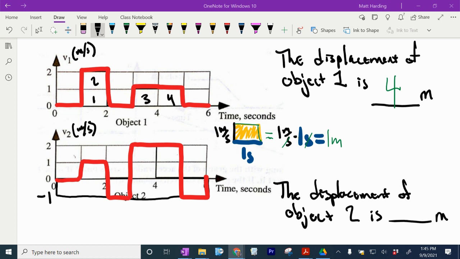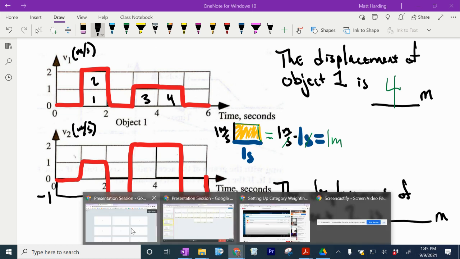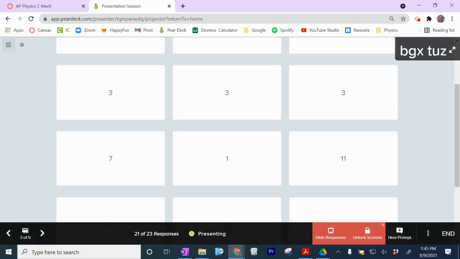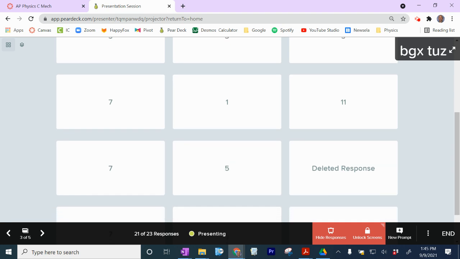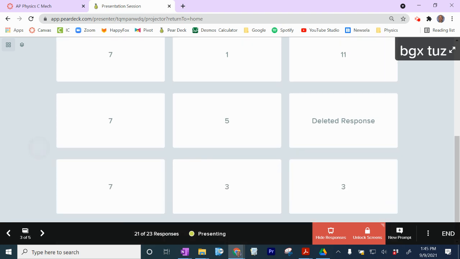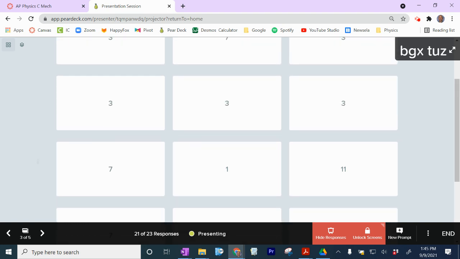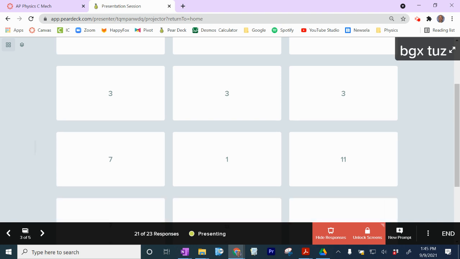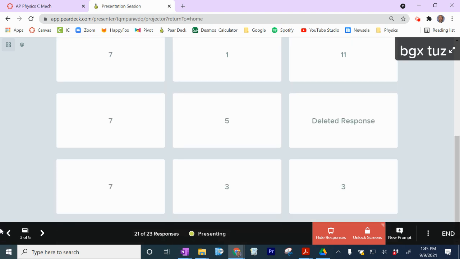Let's figure this out. So we've got a fair few threes, a fair few sevens, a smattering of ones, and then a shout for 5 and a shout for 11 there. Okay. So 3 and 7 appear to be the most popular option.